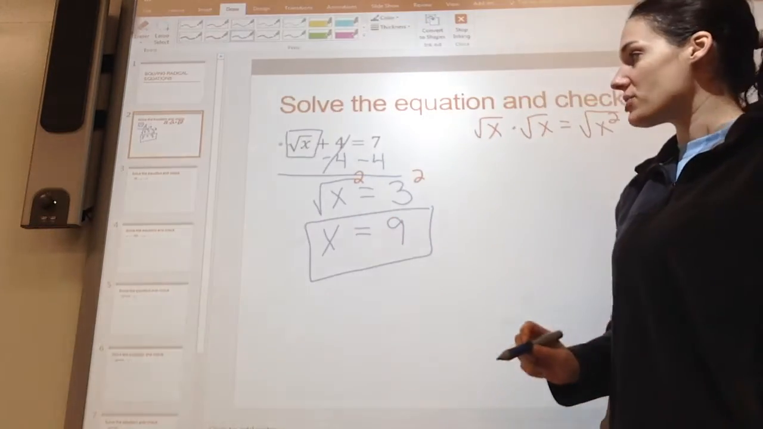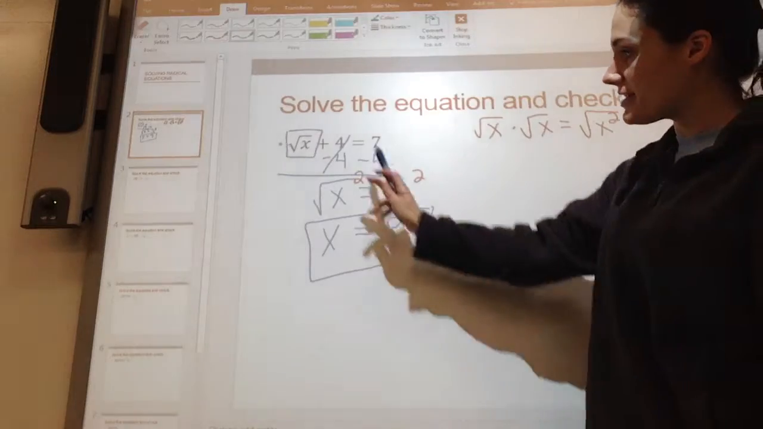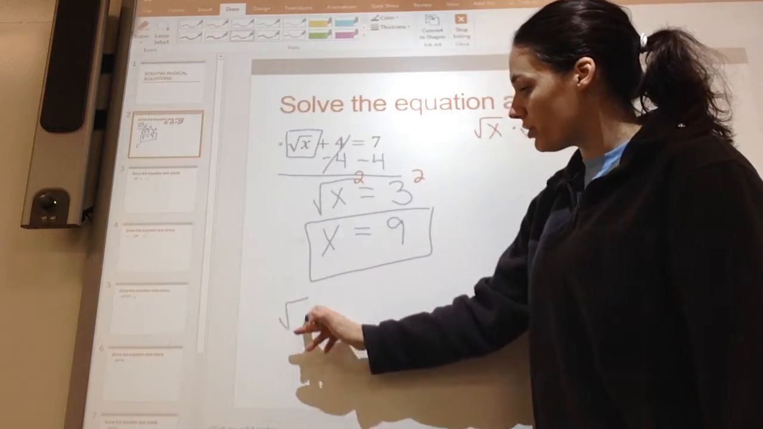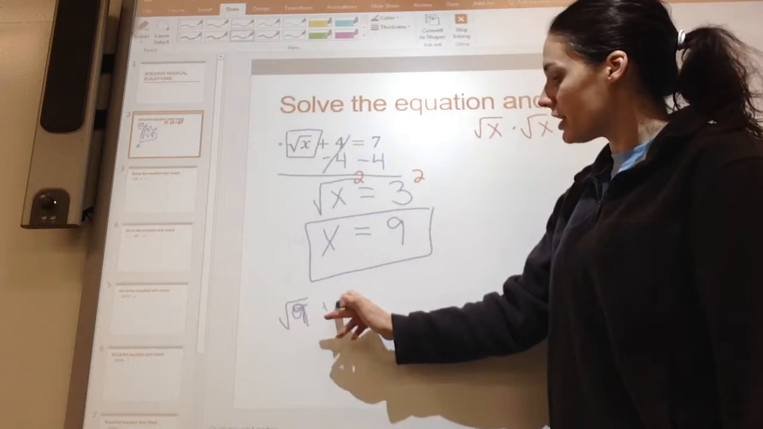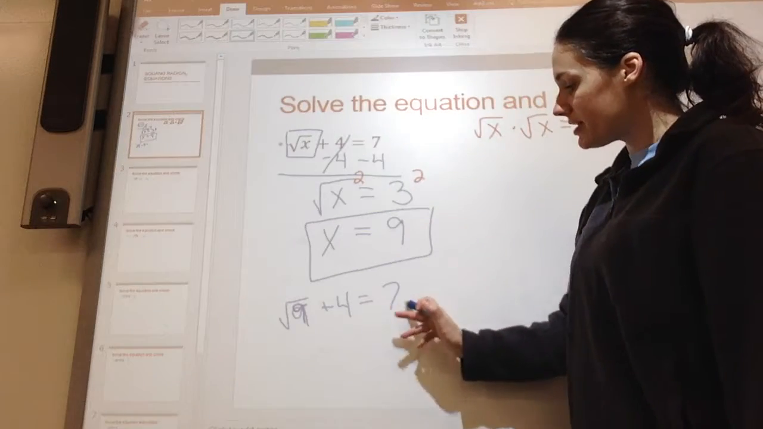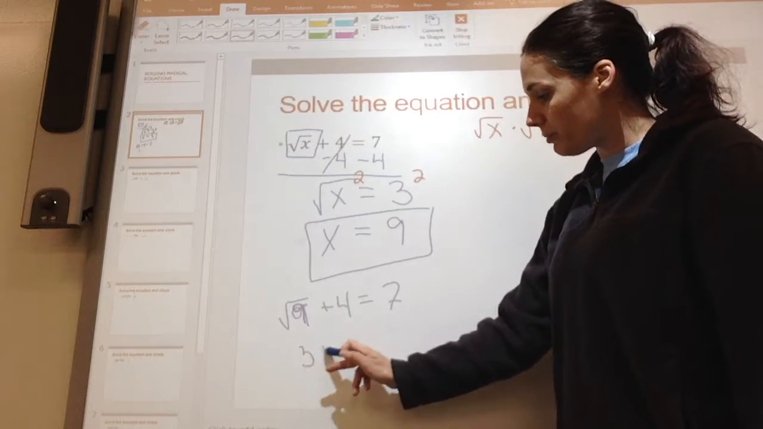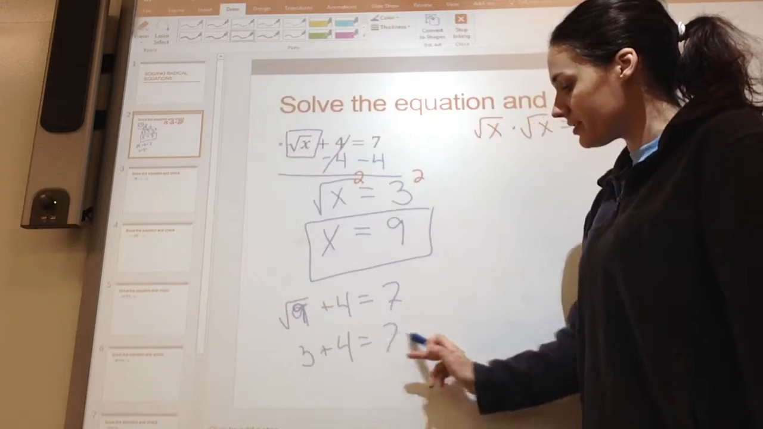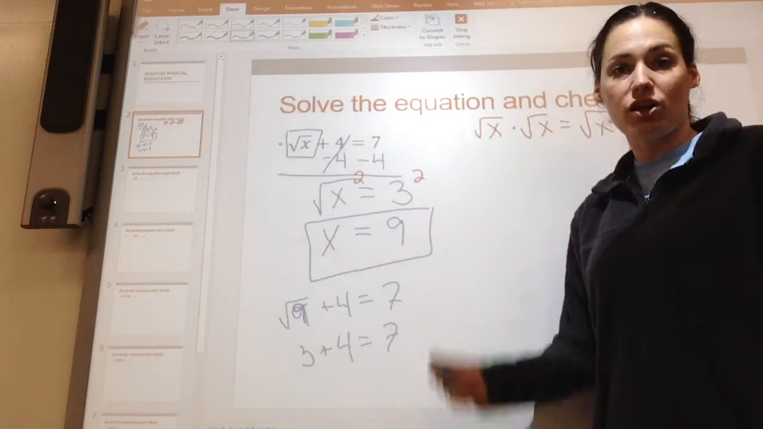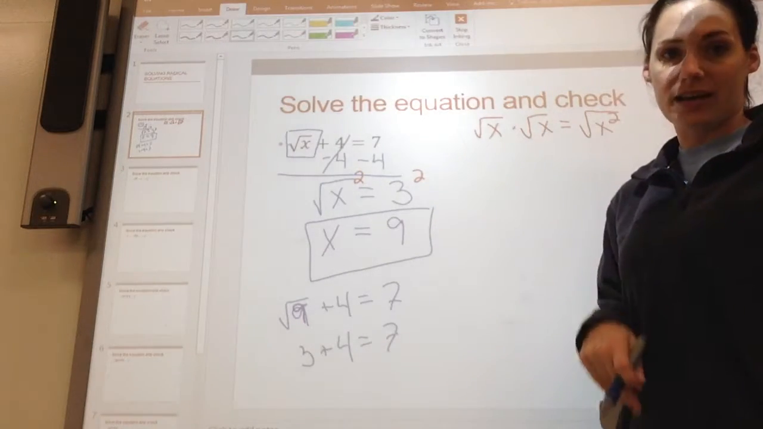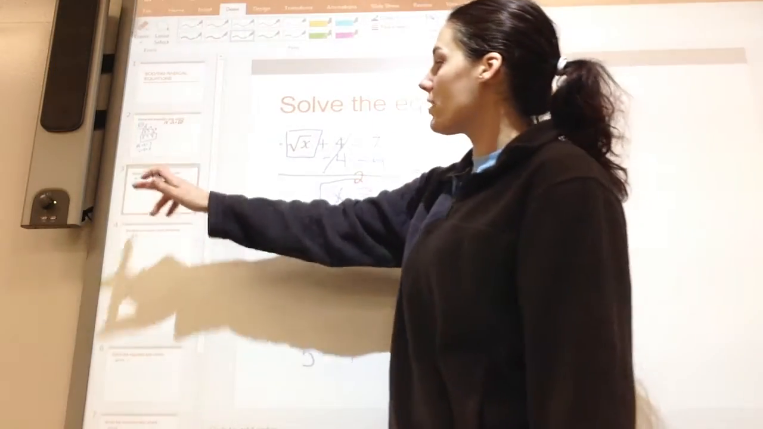We do need to check to make sure that it actually works. So I'm going to take this 9 and put it back up into the problem. We would get the square root of 9 plus 4 equals 7. Let's make sure that works. This becomes 3. 3 plus 4 equals 7, which it does. So that particular answer actually works. Yes, that's our solution. So x equals 9 is our answer. Moving on to another one.